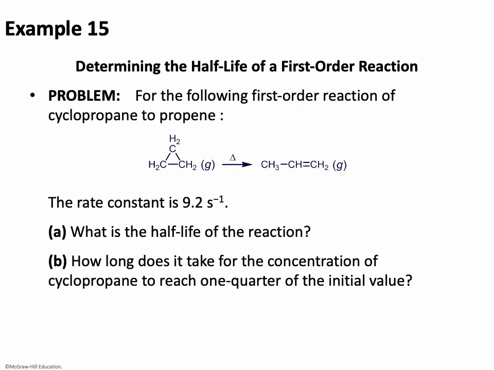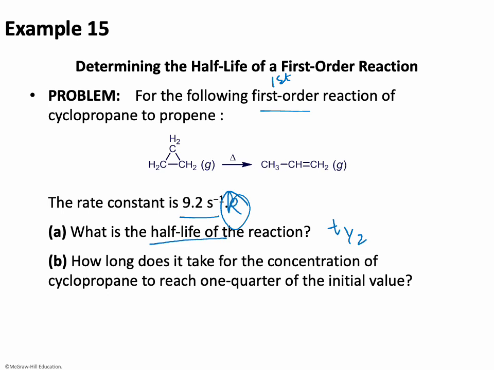Now we'll just try a bunch of examples using the same concept. You can try them on your own and then come back and look at the answers. For the following first order reaction, the rate constant is this, which means this is k. What is the half-life? We will use the equation for half-life and the relationship between half-life and k for first order kinetics, plug in the values, and solve for the half-life.